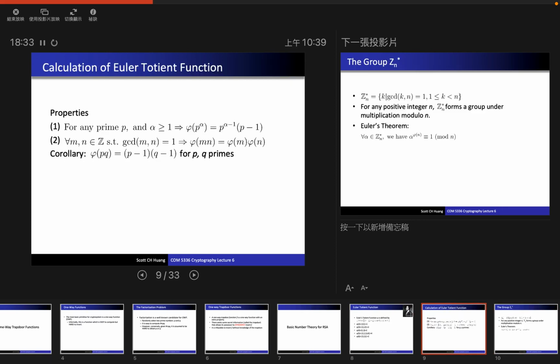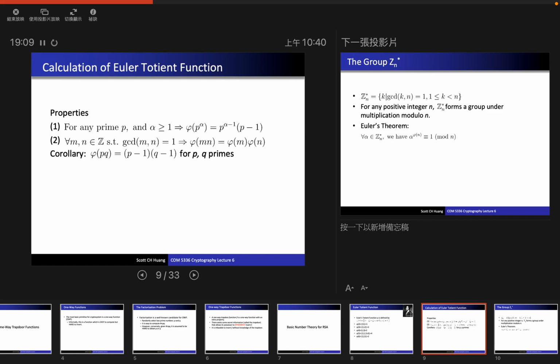There are some properties. We won't prove this, but these properties are important. The first property is for reference only. Let's take a look at number 2. Property 2 is the one we'll be using. If you have 2 numbers m and n, and they're relatively prime, then we have this property: phi of m times n is equal to phi m times phi n.